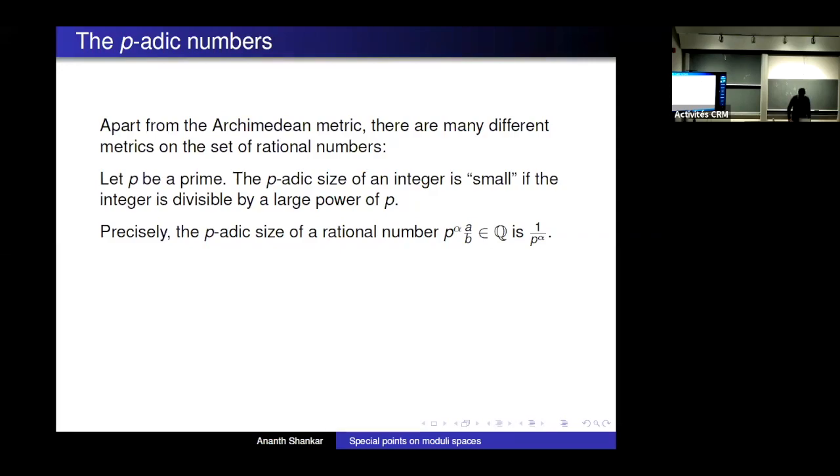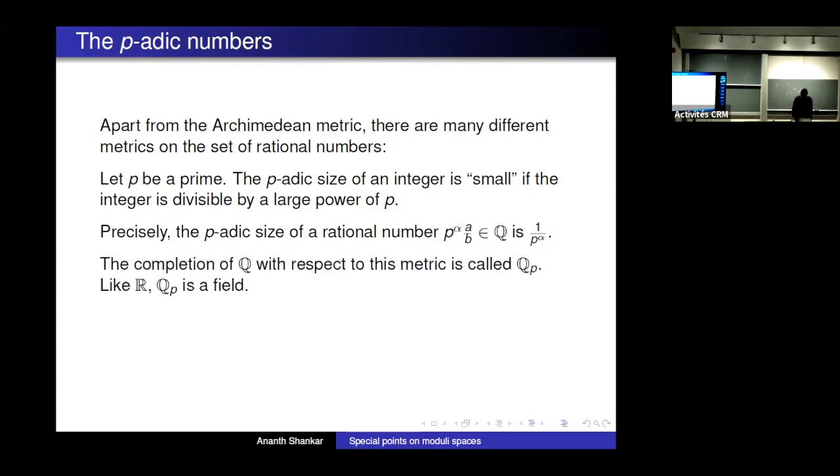Yes, indeed. And as it turns out, these are the only metrics you can put on the rational numbers, namely the usual one as well as these ones as you vary across different primes P. What you do when given a field and a metric is complete it. We call the completion Q_P. And just like the set of real numbers, Q_P is also a field, and it contains Q as a dense subset.